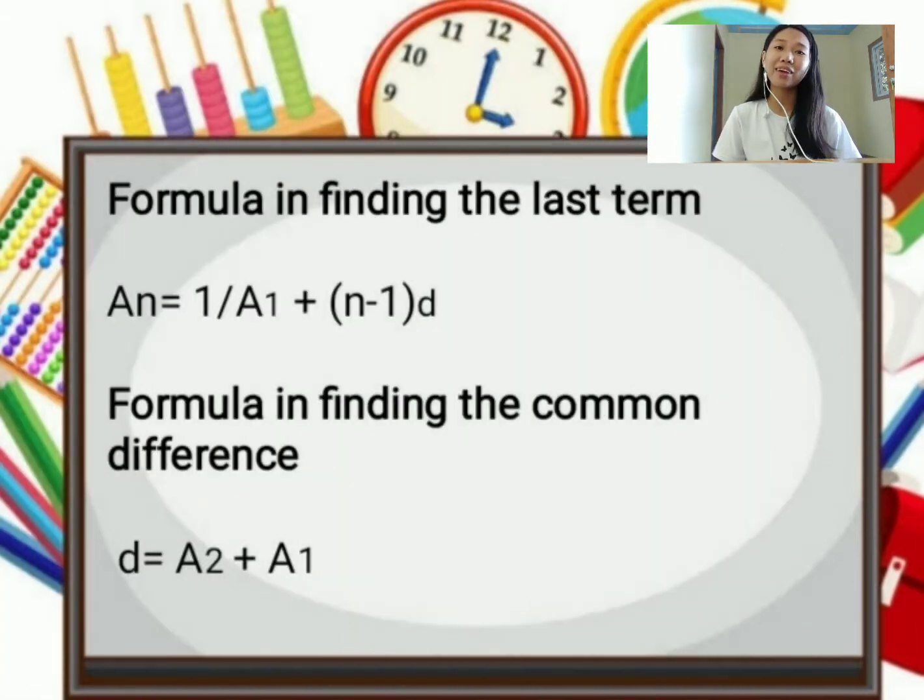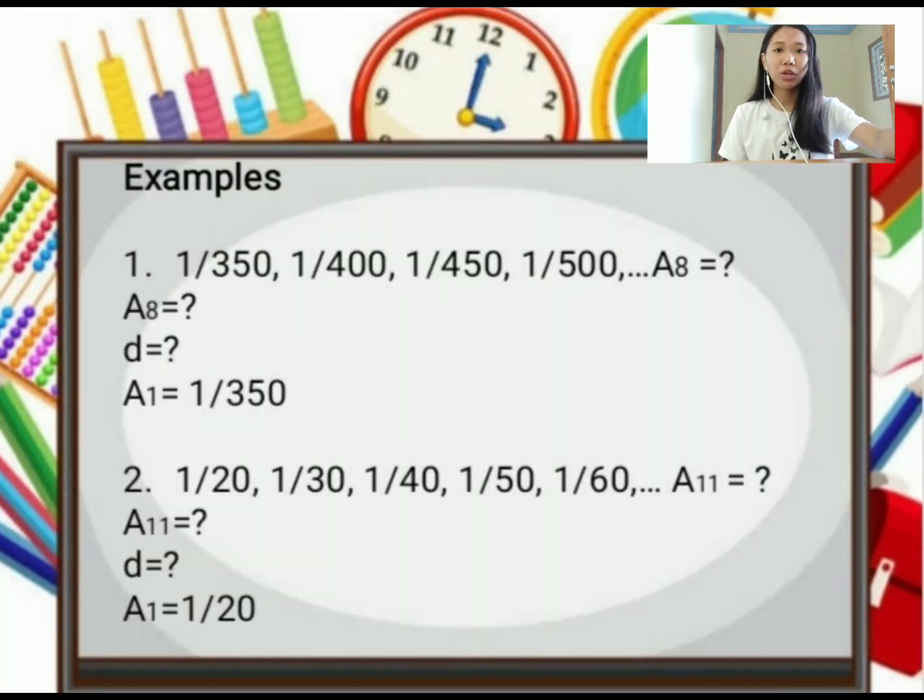In formula, in finding the last term in a harmonic sequence, a sub n is equal to 1 divided by a sub 1 plus quantity n minus 1 times d. That is the formula in finding the last term in a harmonic sequence. While the formula in finding the common difference is d is equal to a sub 2 minus a sub 1. We have here two examples in finding the last term of a harmonic sequence.